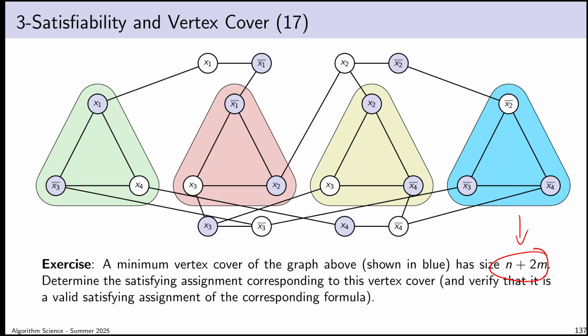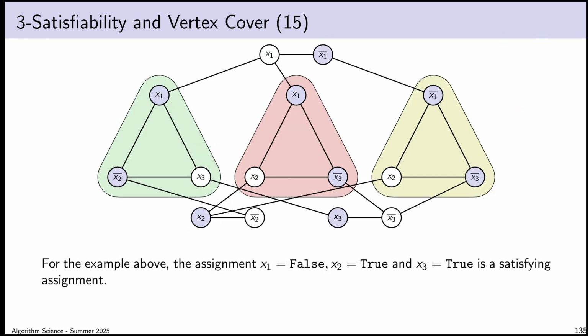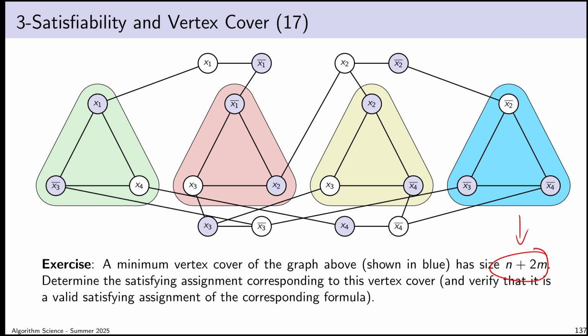So using the rules that I just described, the one described on this slide here, work out the satisfying assignment corresponding to this particular minimum vertex cover. Remember that there could be more than one minimum vertex cover, and in fact, there could be more than one satisfying assignment. So work out the one corresponding to this particular vertex cover.